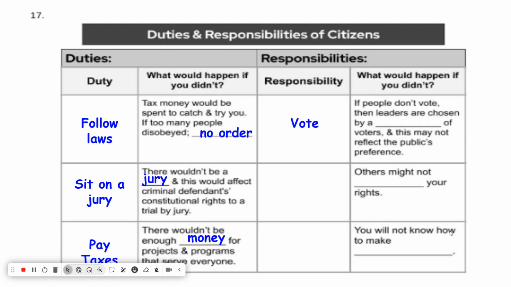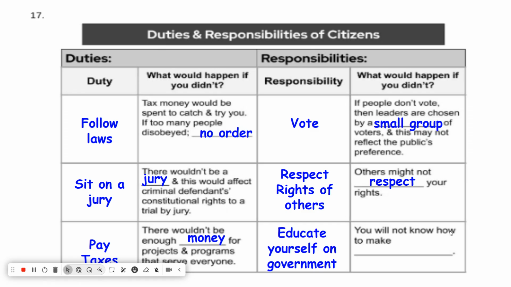Responsibilities. One of them is to vote. If people don't vote, then the leaders are chosen by a small group of voters, and this might not reflect everybody's preference. We also have a responsibility to respect the rights of others. Others might not respect your rights if we don't do this. And finally, to educate yourself on the government. You will not know how to make good decisions otherwise. So, thank you very much.